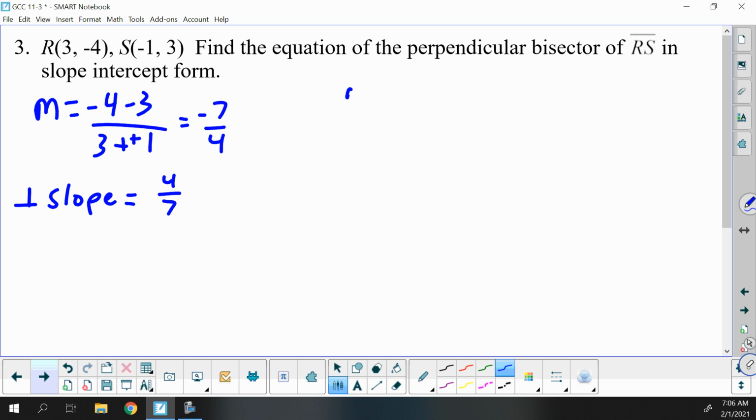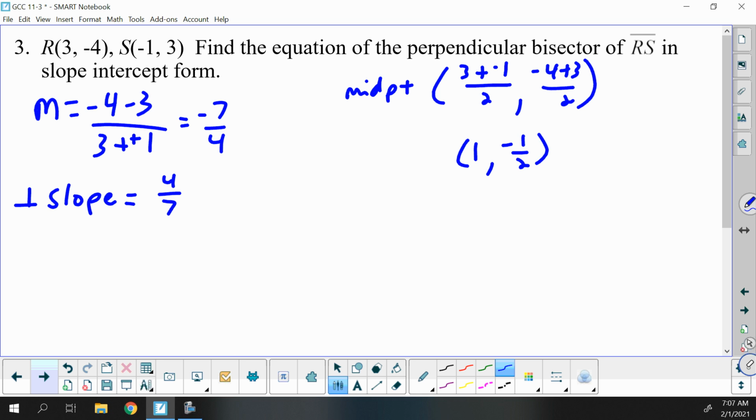We'll do our midpoint now. So that's 3 plus -1/2, -4 plus 3/2. That'll give us 2/2, which is 1, and -1/2, which is -1/2.